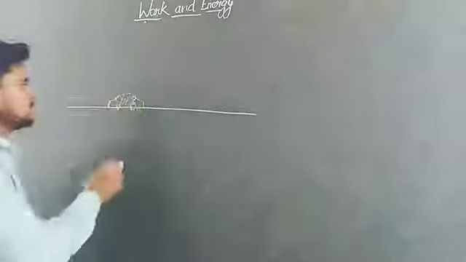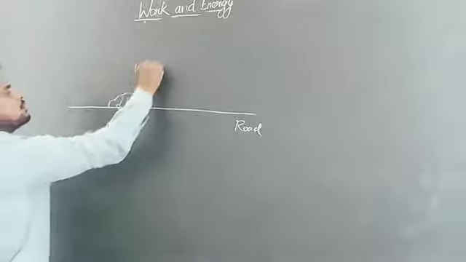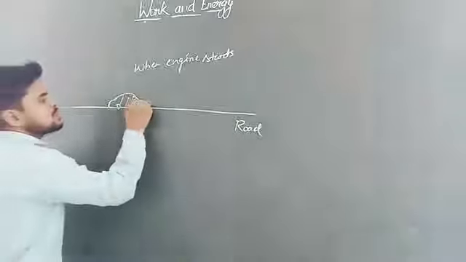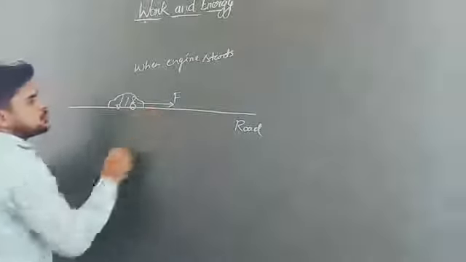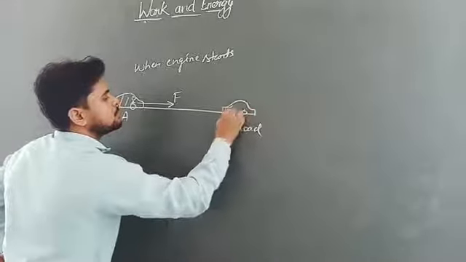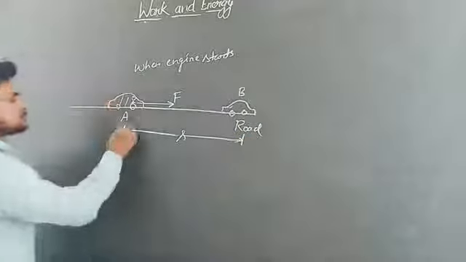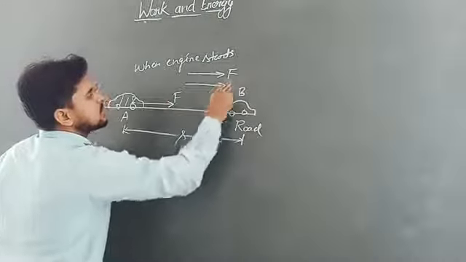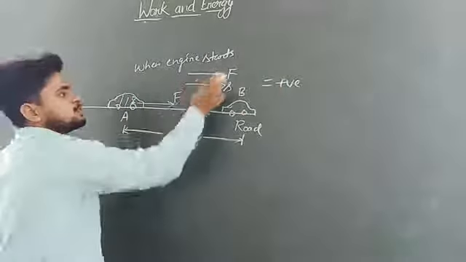Let us take one more situation. There is a car standing on the road. When the driver starts the engine, then what happens? A force is applied in this direction. And due to this force, the car displaces from the position A to the position B. Let us say the displacement is S. Okay. So here you can see that the direction of force is in this direction, and the displacement is also in the same direction. So we can say the work is said to be positive. Why? Because the force and displacement both are the same direction.